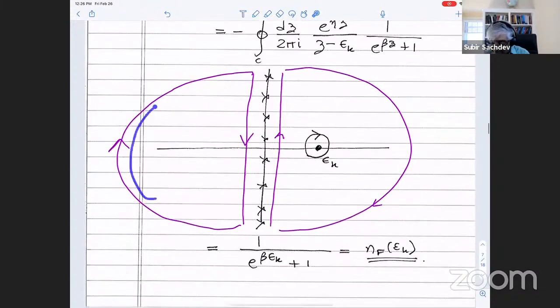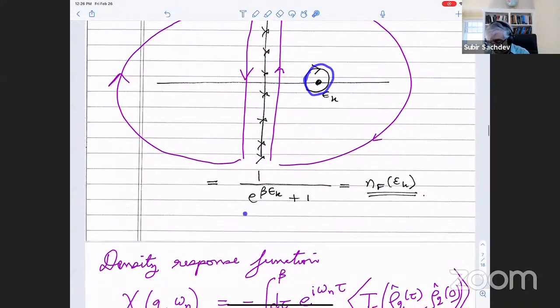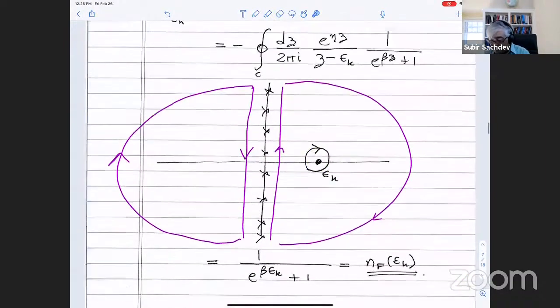So then on this part, however, there's no other pole. The only pole is z equals ek. So this just gives you 0. So now you take this big contour and you shrink it down around this. And lo and behold, you get this, which is just the Fermi function. So that's wonderful.